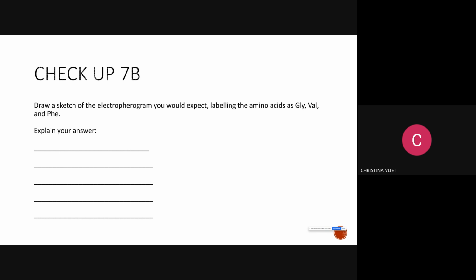Draw a sketch of the electrophoregram. So that's how the samples move in the gel plate that you would expect. Labeling the amino acids as gly, val, and phe, and then explaining on the side. So first thing, draw a little rectangle. And then put a positive end and a negative end. And then this right here is where you would add in your samples. So we call these well plates. Samples added here.